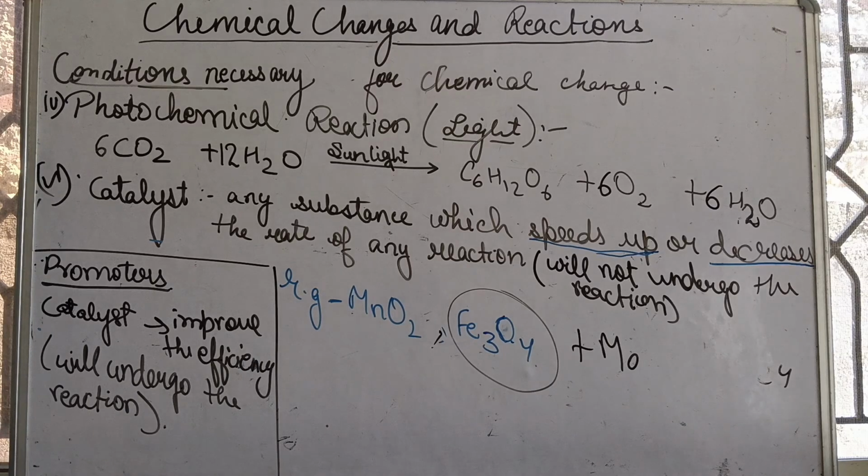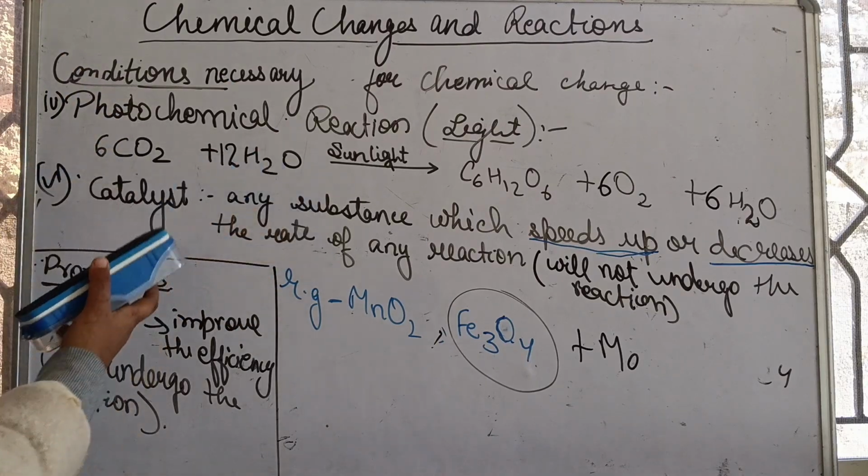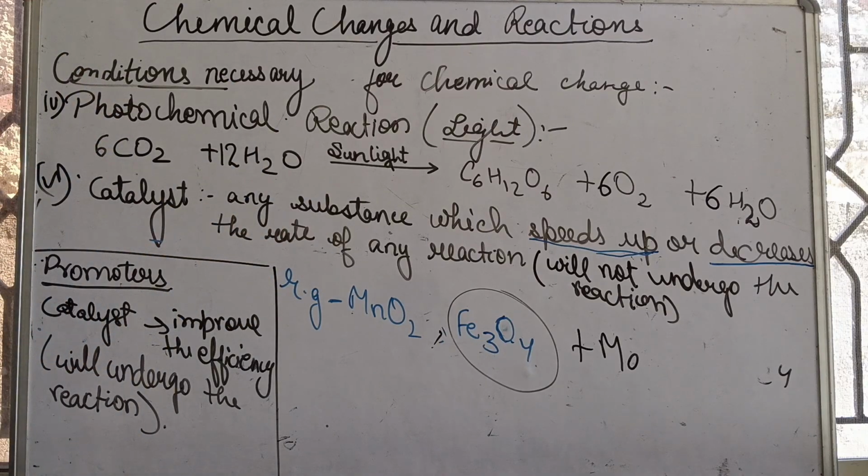Next, we can discuss what are the characteristics of chemical reactions. Now, this was the conditions necessary for chemical changes. Now, this chemical change is also called the chemical reaction. So, what are the characteristics of chemical reactions? Okay, let's just see those.